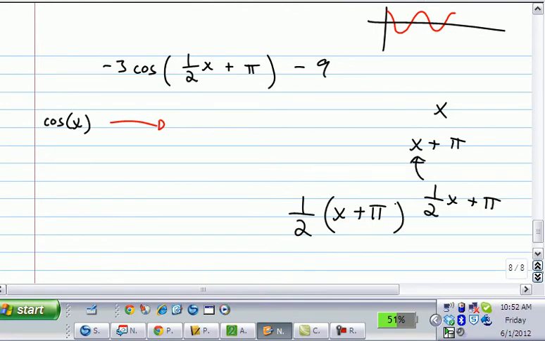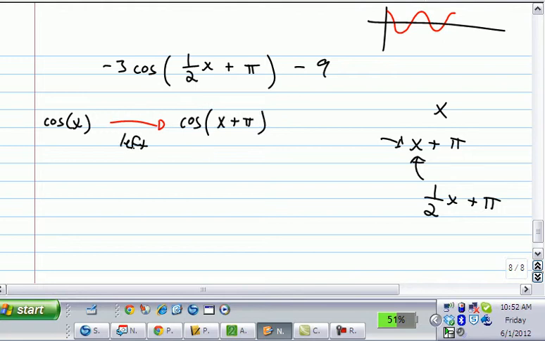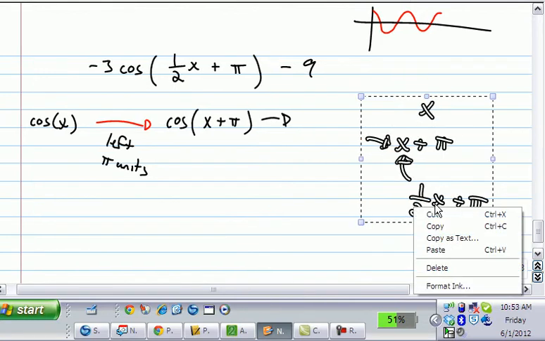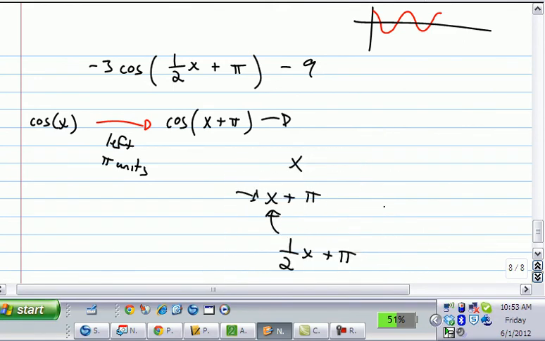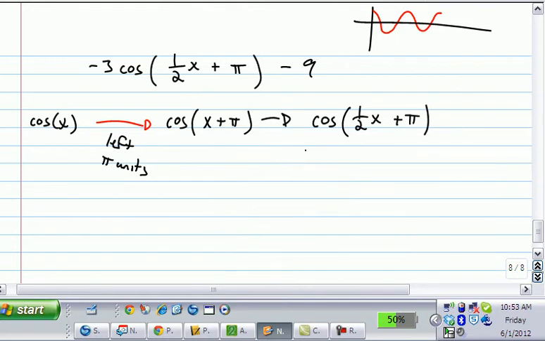If we do option 2, did we go left? We went left first, right? That was this guy. So left, how many units? Okay, left, pi units. So cosine x became cosine of x plus pi. Left, pi units. Okay, next, what do we do? We went left pi units, and what did we do to the graph? Good. Okay, horizontal stretch by factor of 2. So cosine of 1/2 x plus pi. So x became 1/2 x. Horizontal stretch.